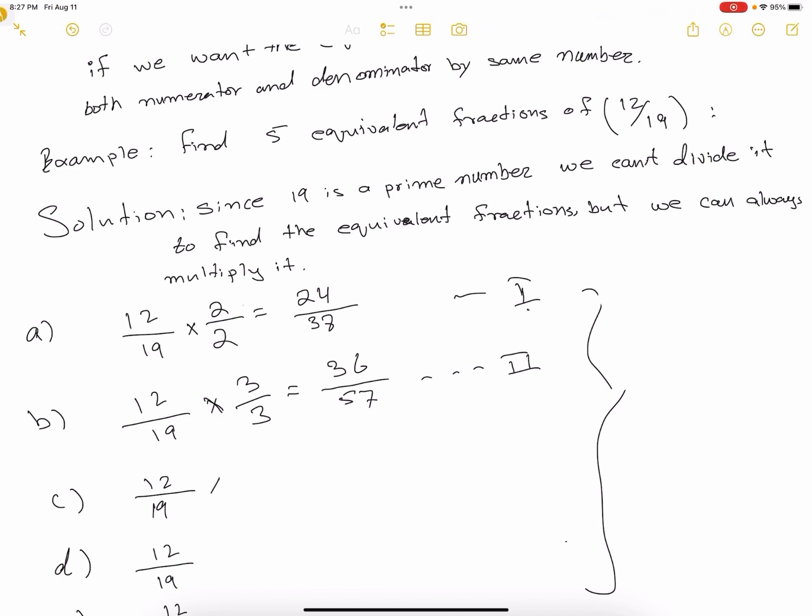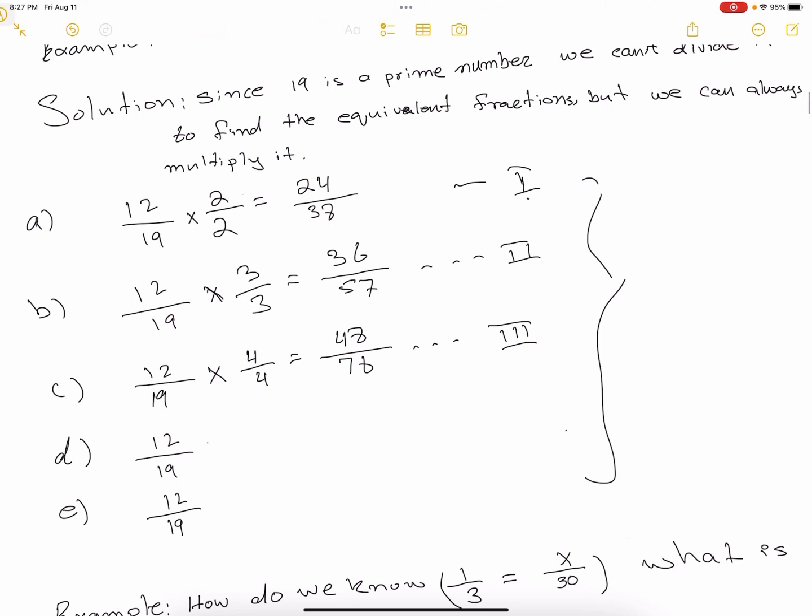Now let's do the third one, a different number, 4 over 4. 4 times 12 will be 48, and 4 times 19 is 76. That's our third equivalent fraction. Now let's do number 4. Do it 5 by 5. 5 over 5 times 12 over 19. 5 times 12 is 60, and 5 times 19 is 95. And that is our fourth one.